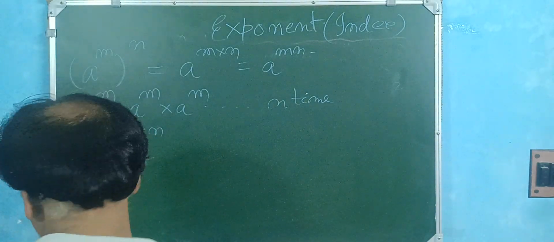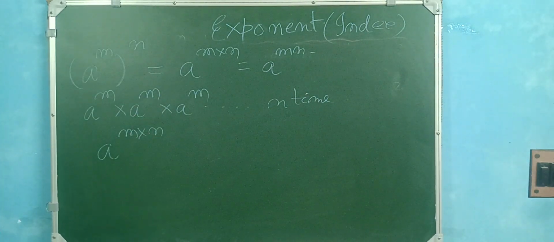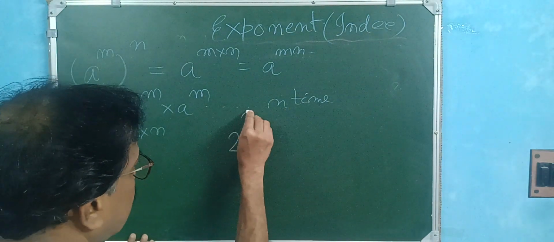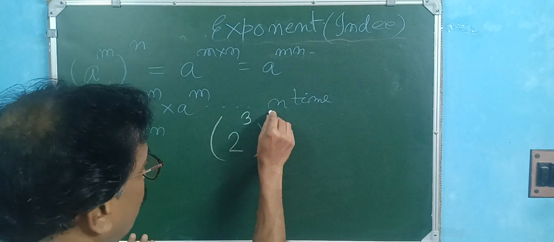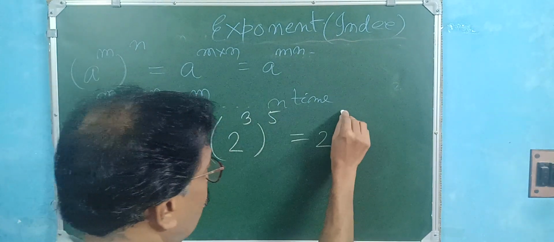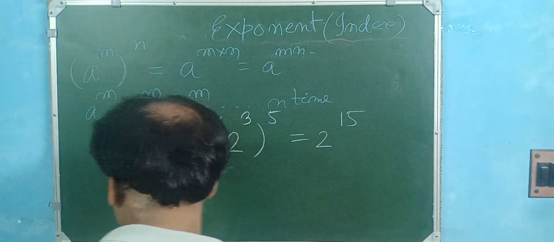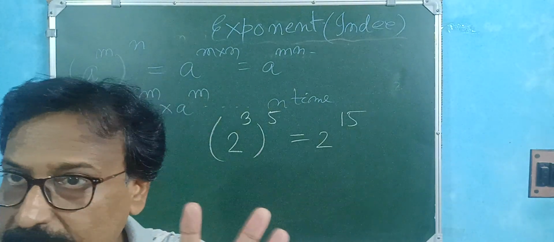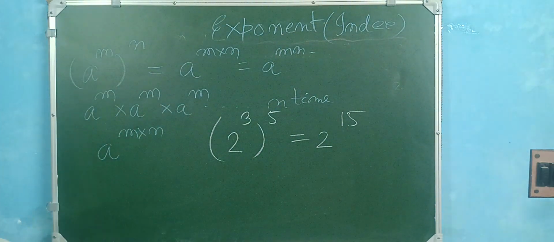Suppose here 2 to the power 3, whole to the power 5. What is the direct answer? 2 to the power 3 into 5, that is 15. 3 into 5, 15. Clear? Basics must be clear. Very important thing.